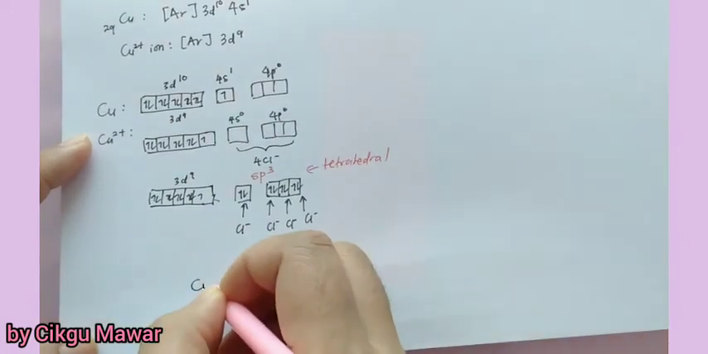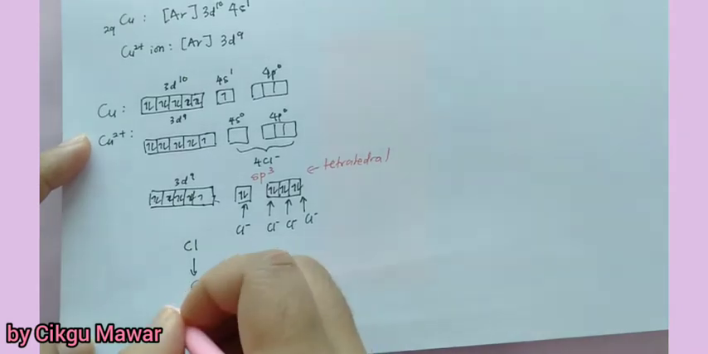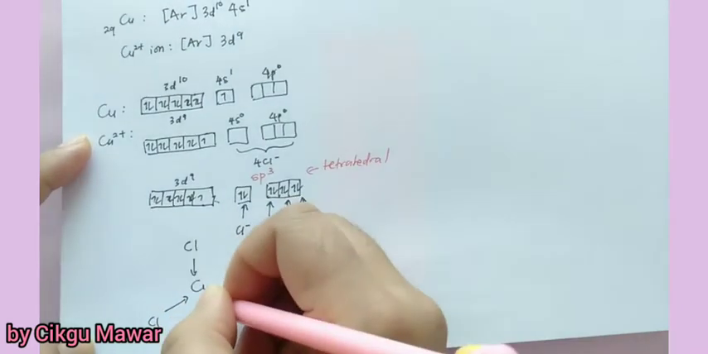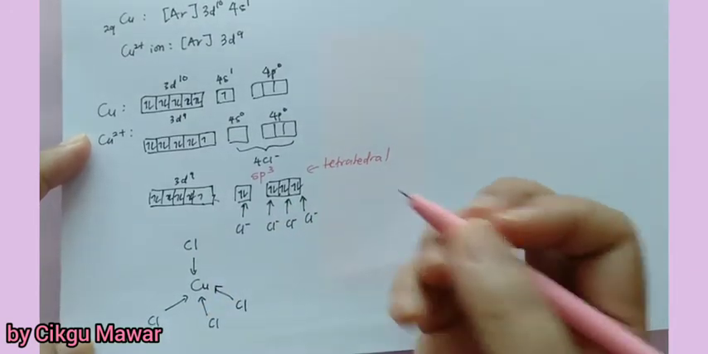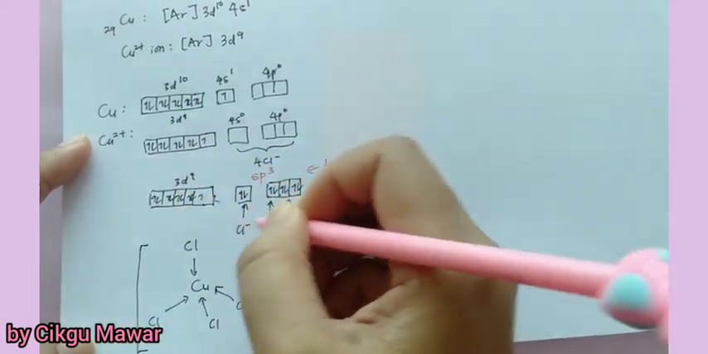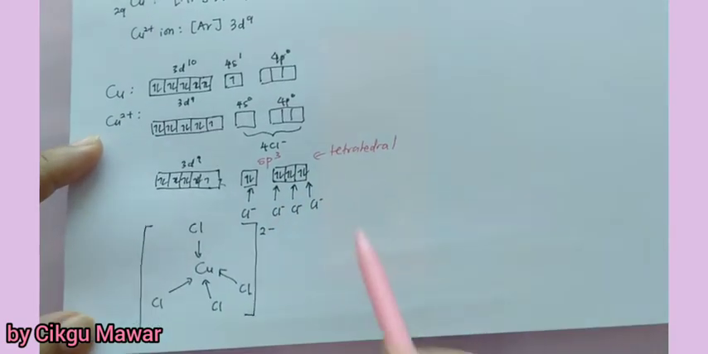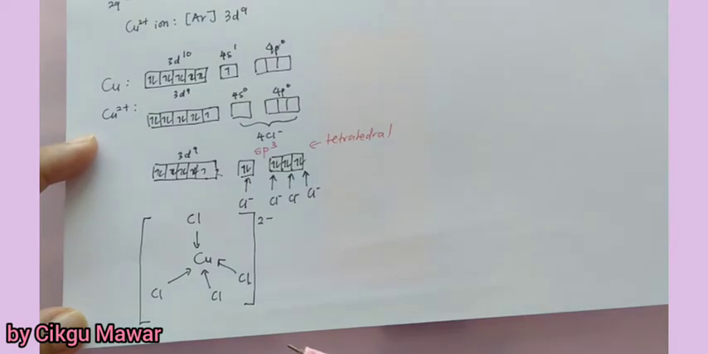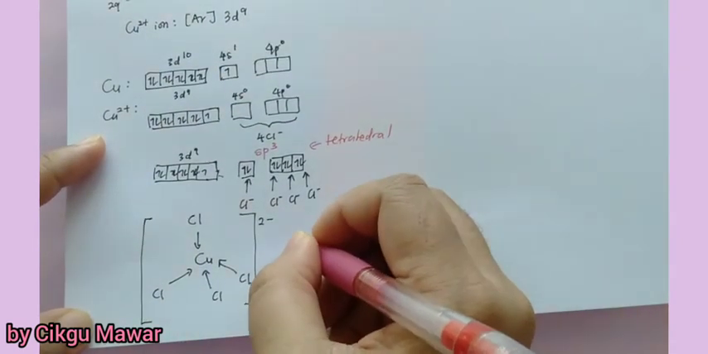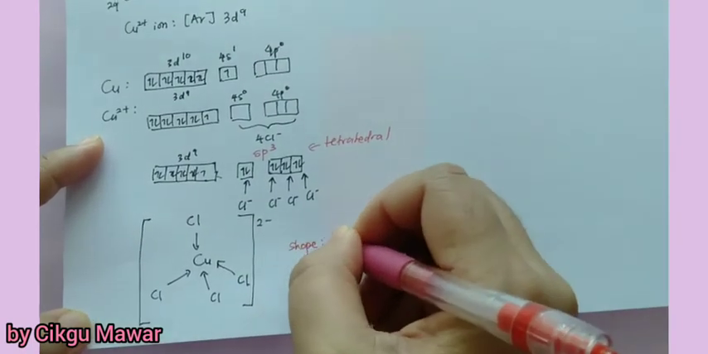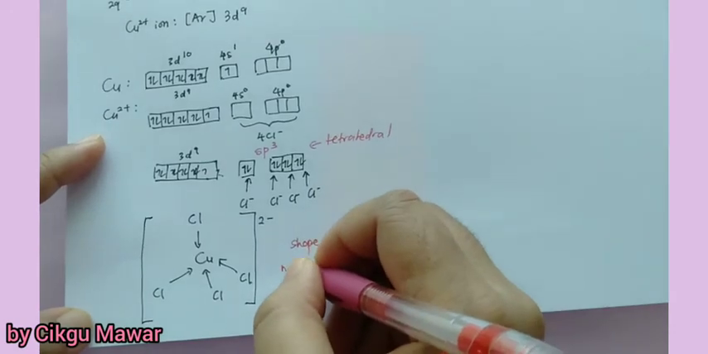So we have copper, and we have a dative bond here. The ligand is chlorine, and then chlorine, also we have chlorine and chlorine. So this is the tetrahedral shape, and then it has 2 minus here. So this is the structure of the complex. The shape is tetrahedral.